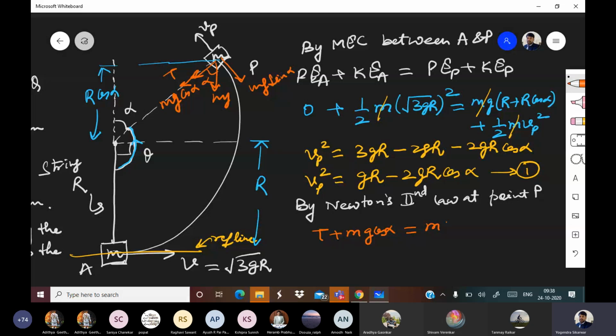mv_P squared by R. Okay, mv_P squared by R.